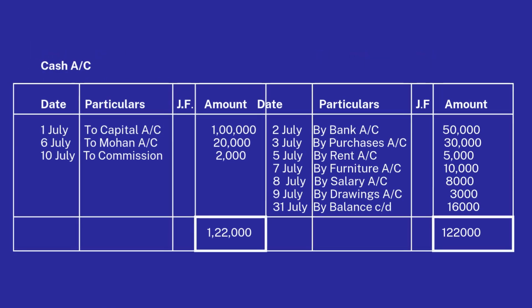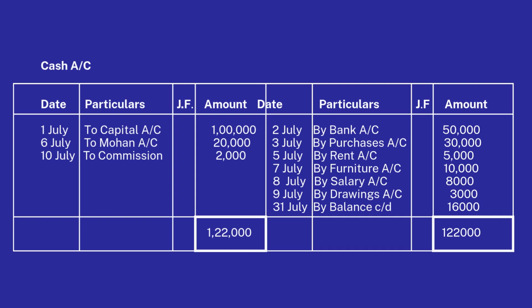Here you can see cash account. In debit side, to capital account is written with the amount as capital was introduced in the business with cash. As cash was received by Mohan on 6th July, so here to Mohan is written in debit side. Commission received on 10th July will be entered here as to commission with amount 2,000 rupees.